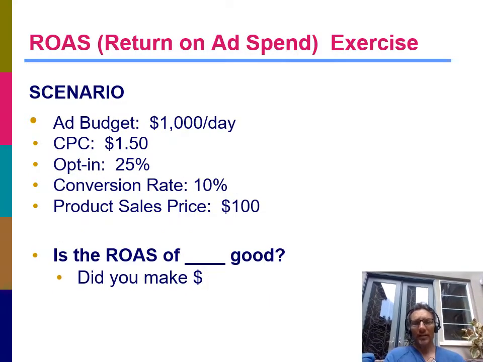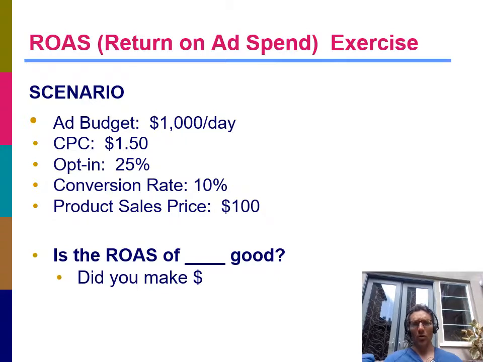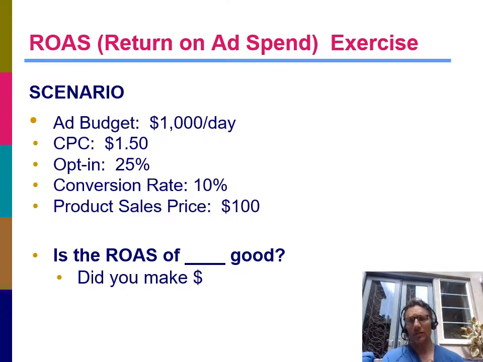But what we don't know is, is that good? Is a return on ad spend of 1.7 any good? The great news about social media and all these metrics is you can go online and Google questions such as, what is the average conversion rate for a given industry? What is the average opt-in rate for online businesses? The numbers in this scenario are quite rosy, quite high, meaning an opt-in rate of 25% is very high.